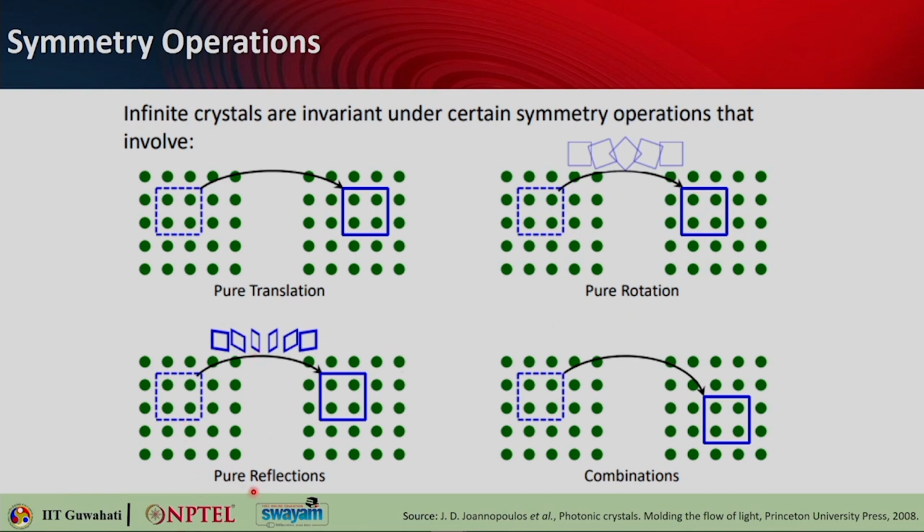Then you take this one, this is called reflection symmetry. If you take this part and take a reflection of it, you will get the same kind of shape. You can also try any combination of translation, rotation and reflection, and that combination also gives you an identical kind of transformation. So, these are called symmetry operations.